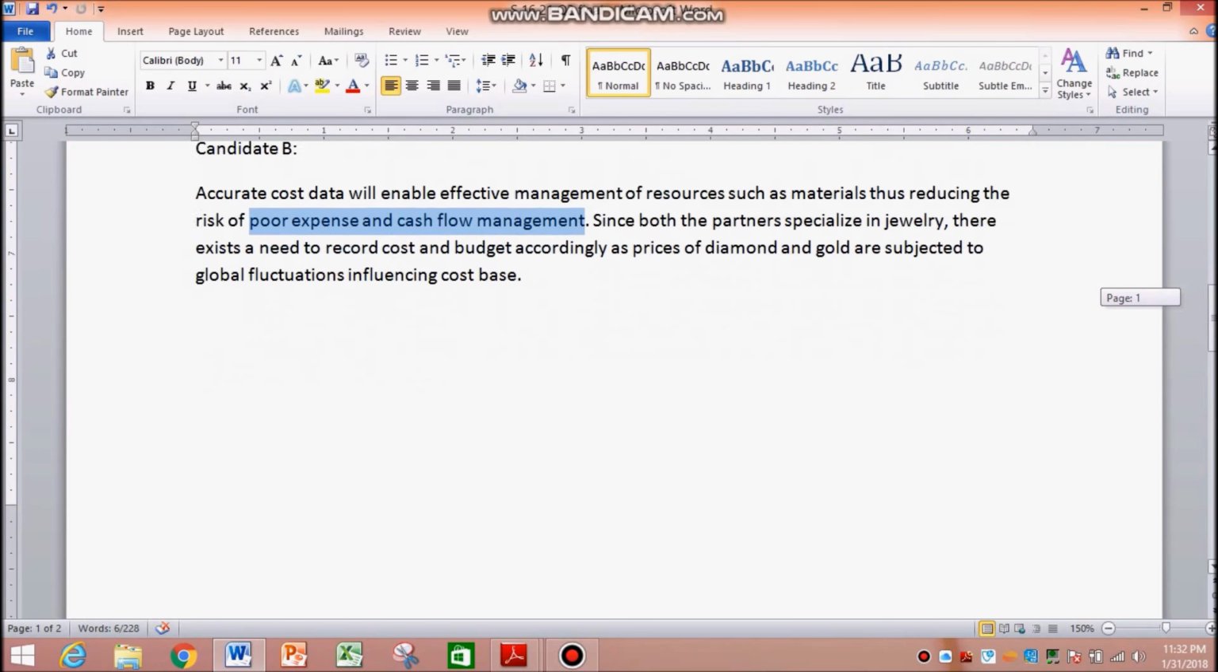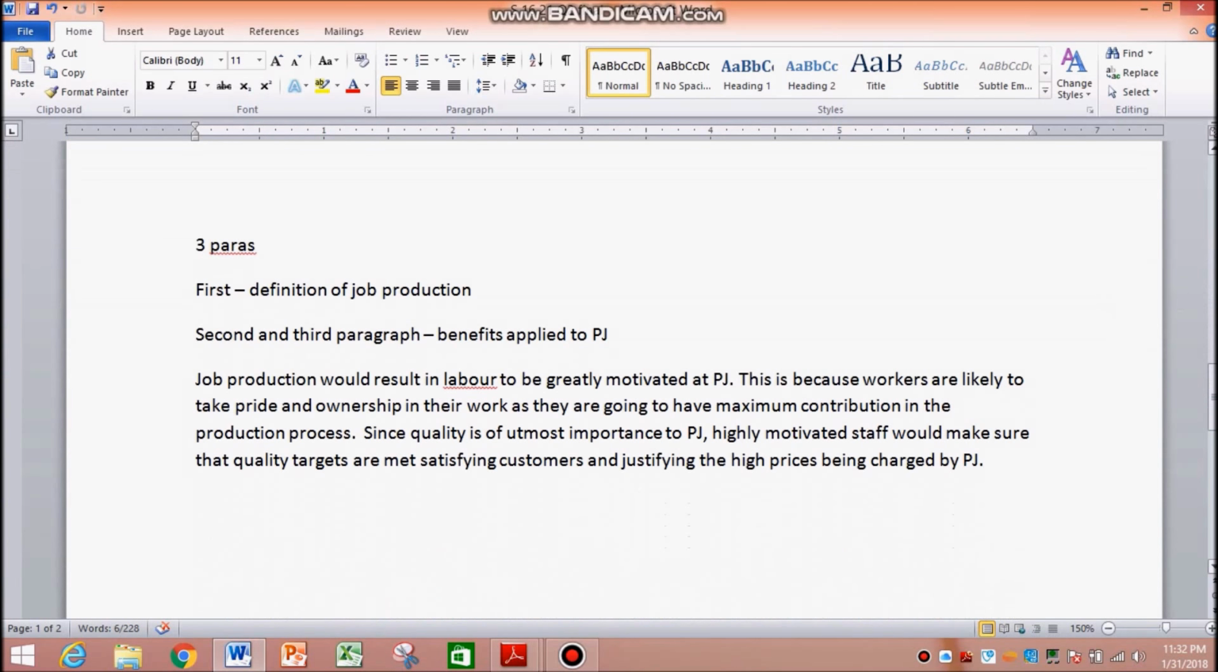Now let's move to part C. Let me read your sample paragraph. How would you make one paragraph? You need to first give a definition, then 2 paragraphs basically highlighting benefits of job production. Job production would result in labor to be greatly motivated at PJ. This is a point that has been identified. This is because, the reason is being mentioned, this is because workers are likely to take pride and ownership in their work, as they are going to have maximum contribution in the production process.